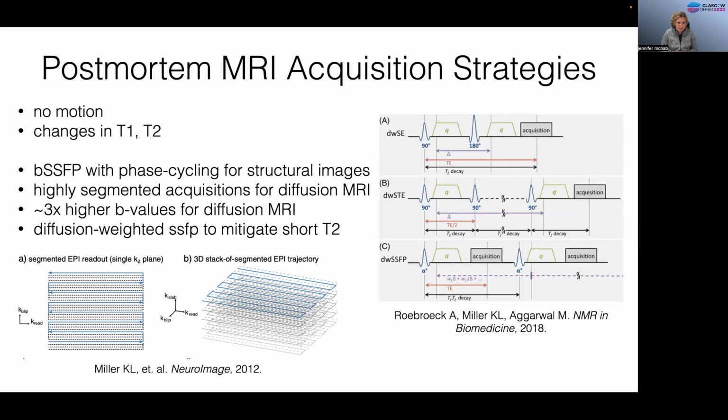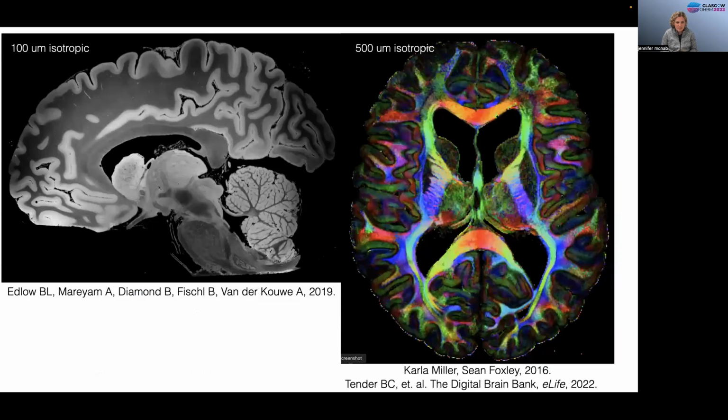For diffusion imaging, there's no motion, so you can use these segmented acquisitions to get really high-resolution, low-distortion images. And you do need b-values about 3 times higher than you would use in vivo to get a similar level of contrast. Still, if you take these things into consideration, you can get absolutely drop-dead gorgeous, beautiful data that has a lot of value on its own, even before you compare it to any histology.